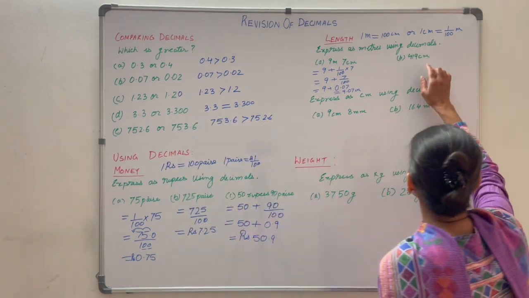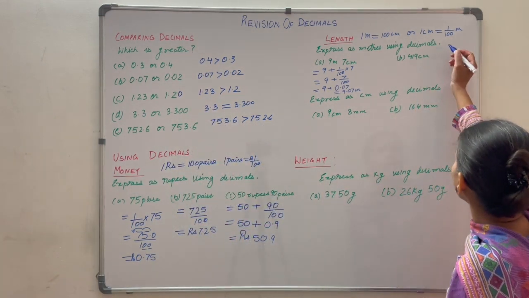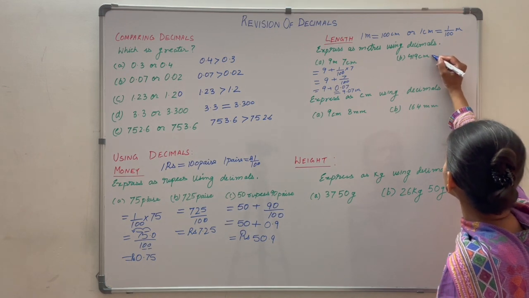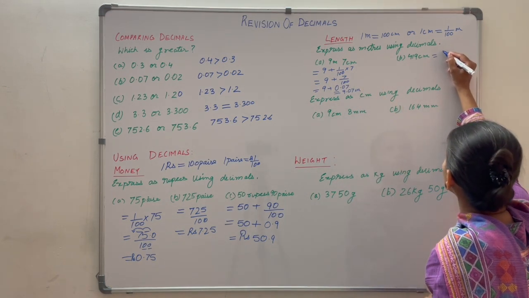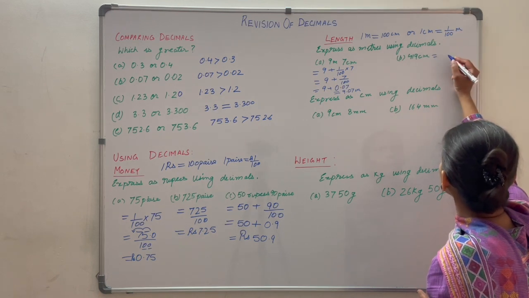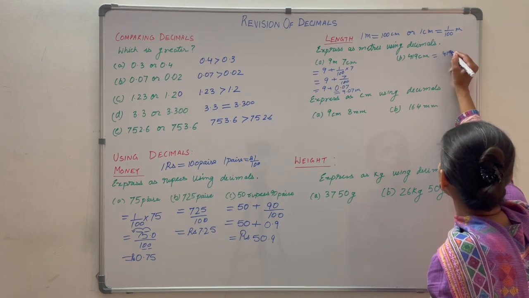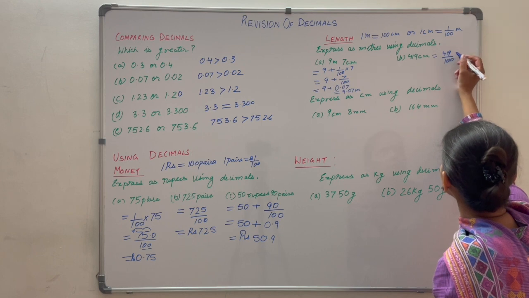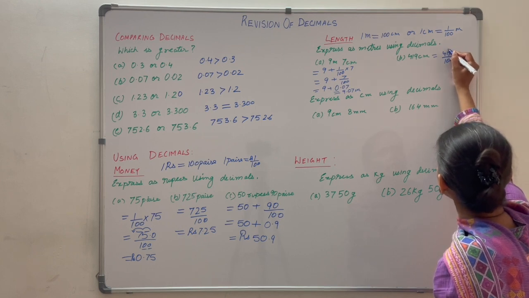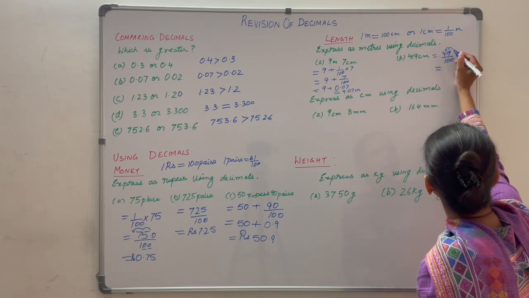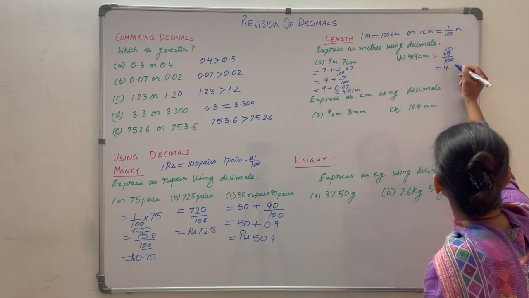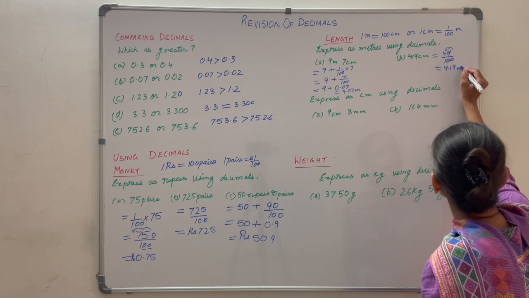Now let us do this question. You have to convert this to meters. That means you have to divide by 100 because 1 centimeter is 1 upon 100 meters. So 419 divided by 100. Decimal point is here. It will move 2 digits towards left hand side. So where it will come? It will come here. So 4.19 meters.